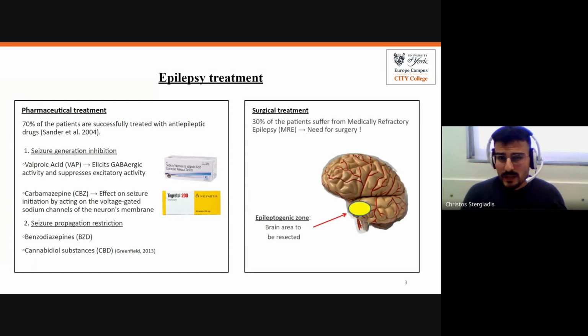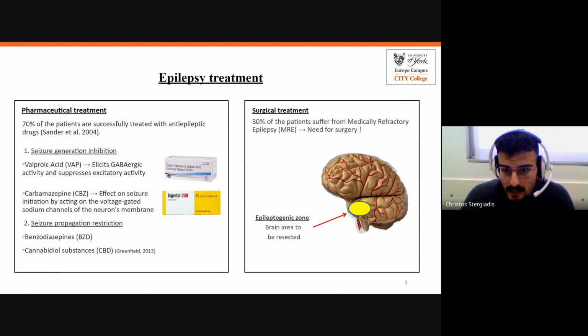However, this happens for 70% of the patients. For the remaining 30% of the patients, unfortunately, these people suffer from a condition called medically refractory epilepsy. Medically refractory epilepsy, as the name implies, is the type of epilepsy that cannot be treated, for some reason which is not yet known, with antiepileptic medication. The drugs don't work in some people.